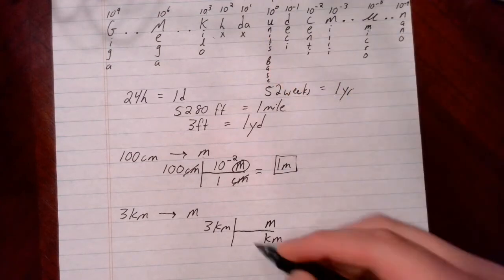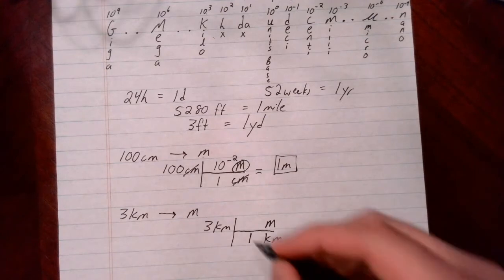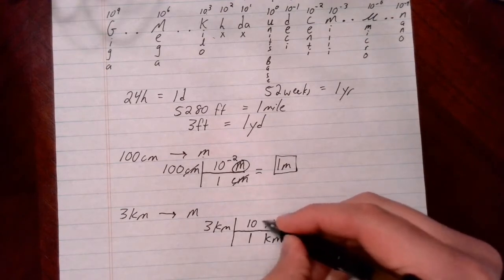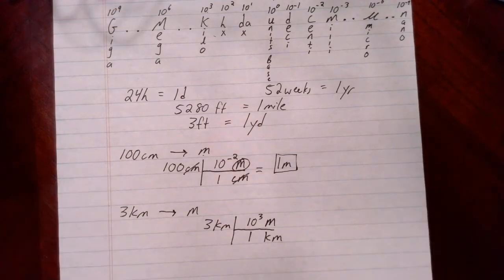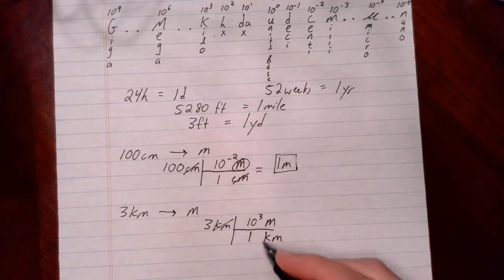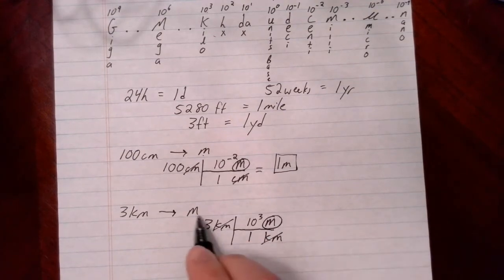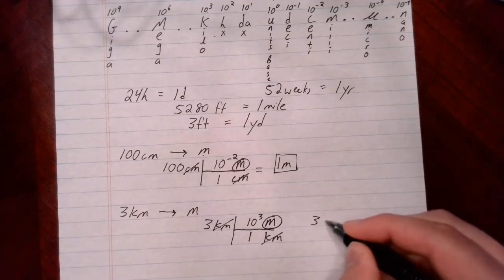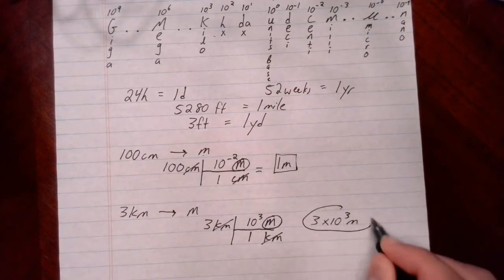But I know I always put a 1 beside the number with a prefix. So I write 10 to the third beside meters. I go back. I know it seems simple with only one step, but these problems will get very long, 7 or 8 steps later. So we go back and cancel the units and check ourselves. Kilometers cancels kilometers. You're left with meters, which is what I asked for. So 3 times 10 to the third meters is my answer.